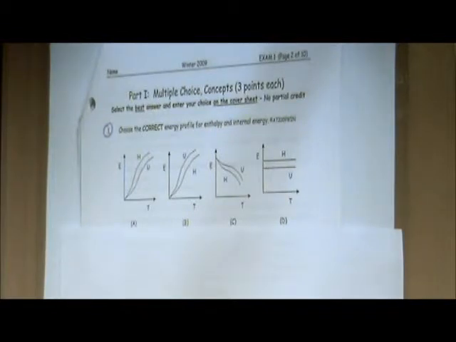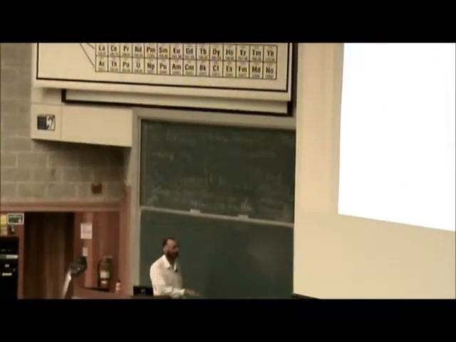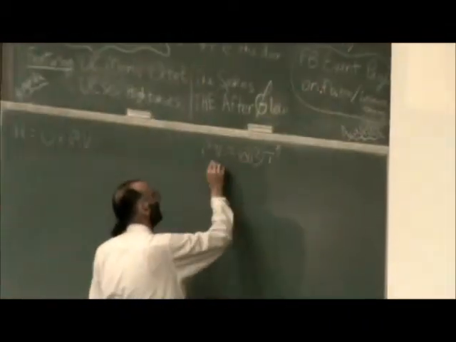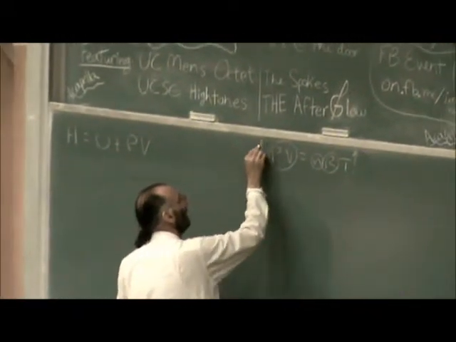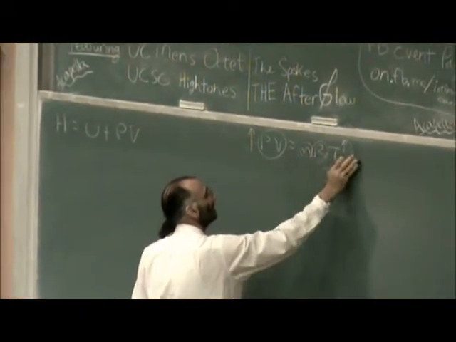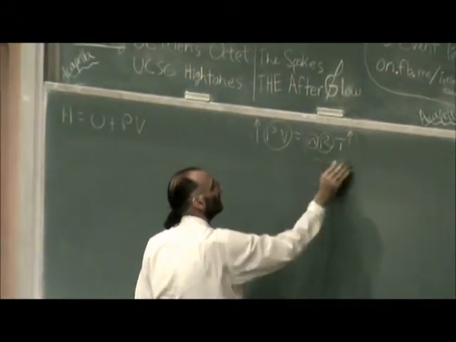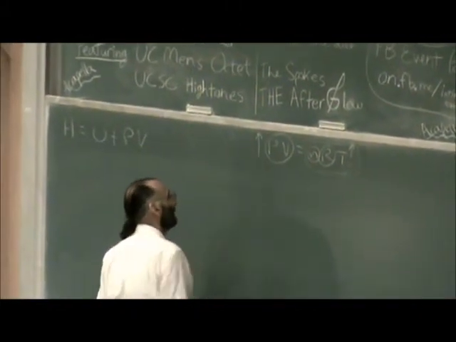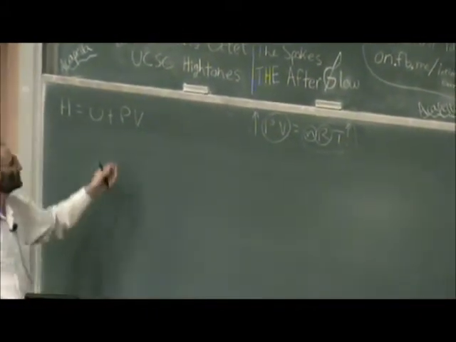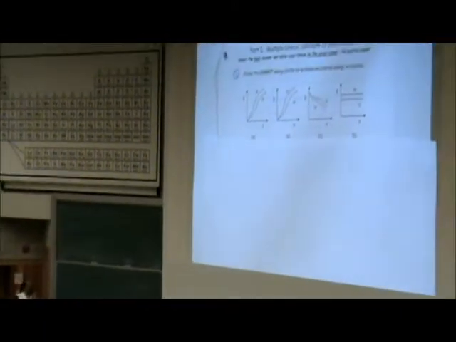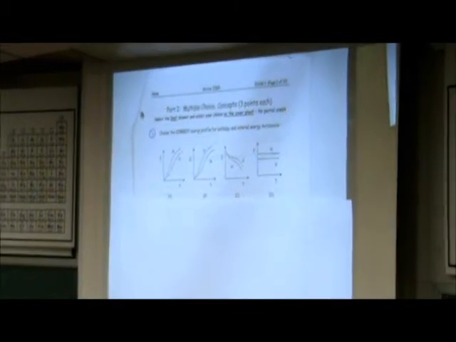PV is equal to nRT, right? So n and R are constant. We assume it's the same amount of material. If T goes up, PV goes up. Can you see that? Constant, constant, this goes up, therefore this whole thing goes up. So increasing temperature, both increase, right? So enthalpy also will increase. Yes? Okay. So either of them is correct, but now we need to choose between the two.